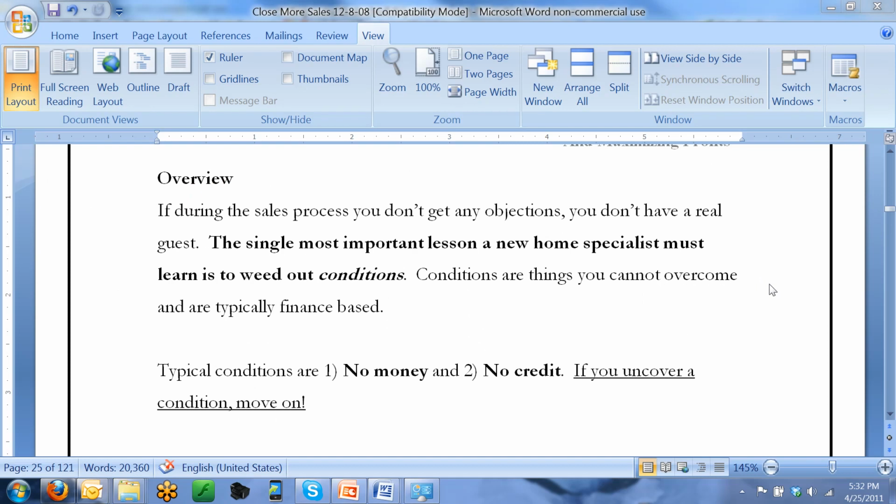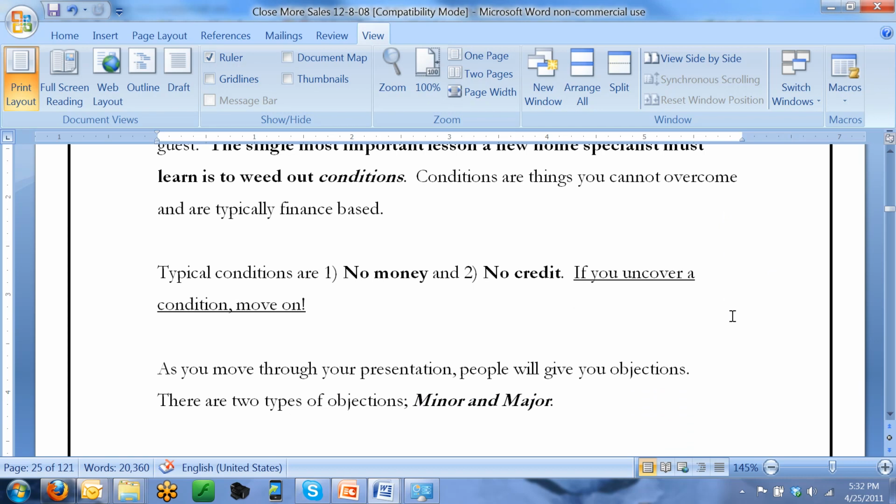So let's look at what is all part of the objection sales process. Number one, we have to weed out conditions. Conditions are anything that you cannot overcome, and they're typically finance-based. Examples of conditions are no money and no credit. If you find a condition, you just move on.